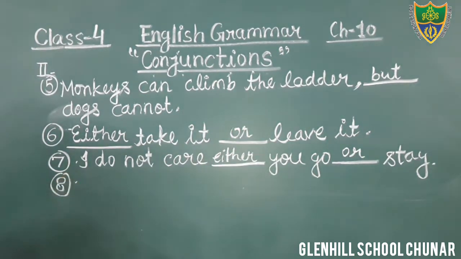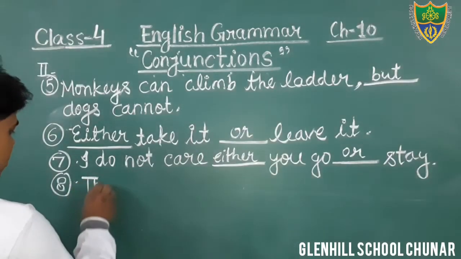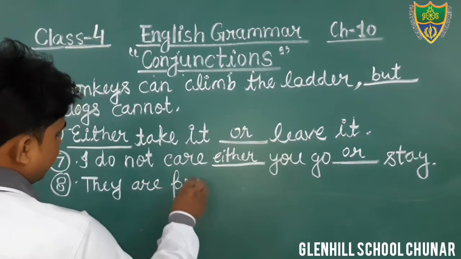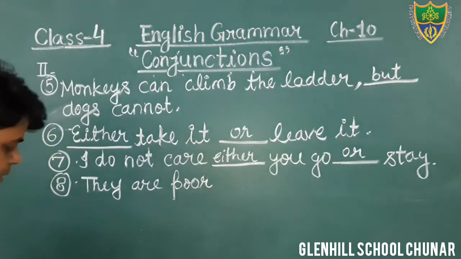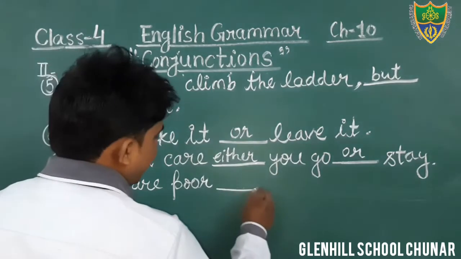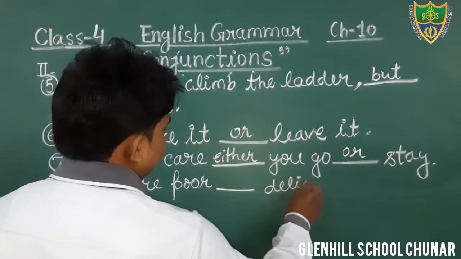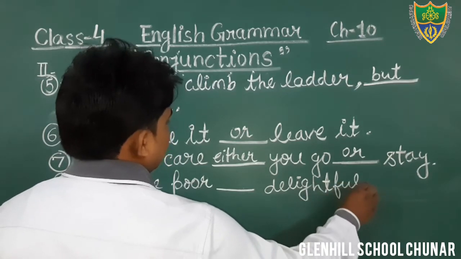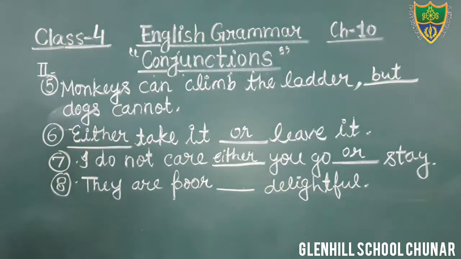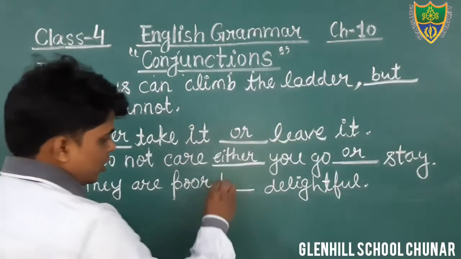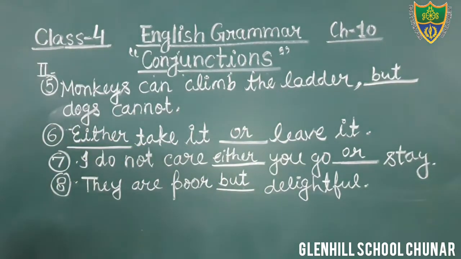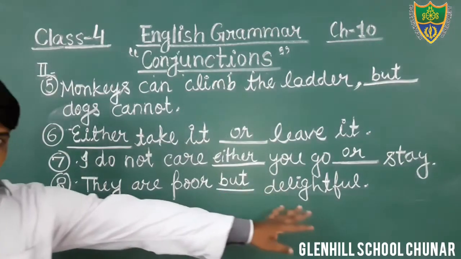Question number 8. What is question number 8? They are poor. They are poor. Blank is given. Delightful. Just see students, they are poor but delightful. You will use the conjunction but. Just see, they are poor but delightful.